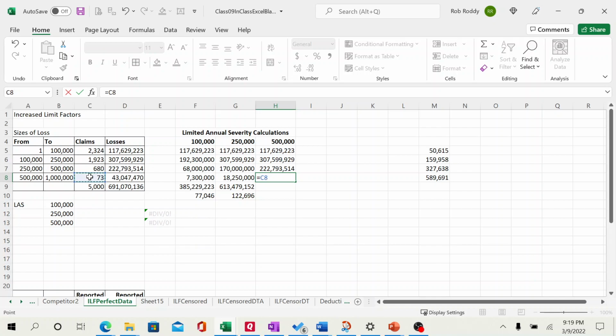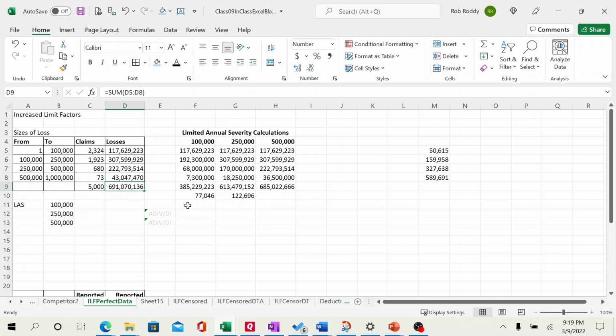73 times 500,000. So it should be most of them. Whoops, didn't have my commas here. Add them all up again. Now you're talking almost every loss, $685 million over $691 million, which you should expect. Your limited annual severity, losses divided by claims. And now notice how you're only at $137,000. That's almost the same as $250,000 because you don't have a whole lot of losses above.